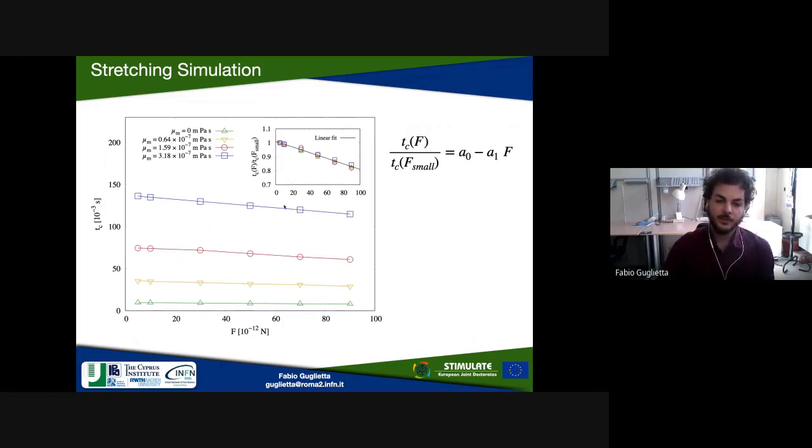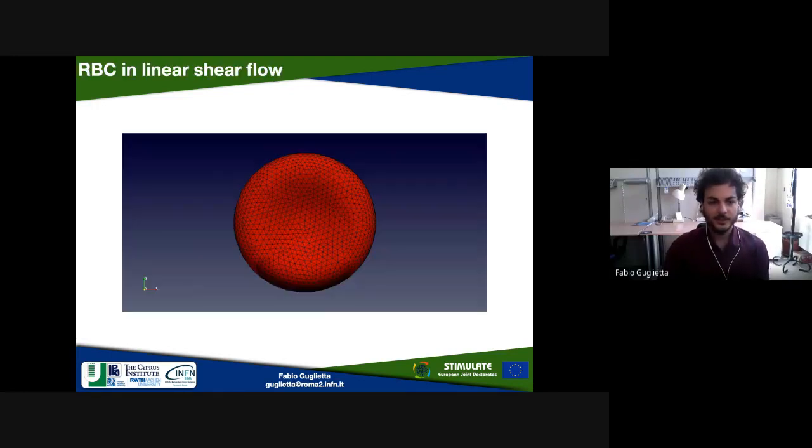So what is very interesting is plotted here in the inset. Here we plotted the relaxation time normalized by the relaxation time for the smallest forces that we simulated. And here you can see that there is a collapse of results at varying membrane viscosities. This collapse shows that the functional dependency on the force can be factorized with respect to the dependency on the membrane viscosity. And I think that this result is very interesting here. It wasn't expected.